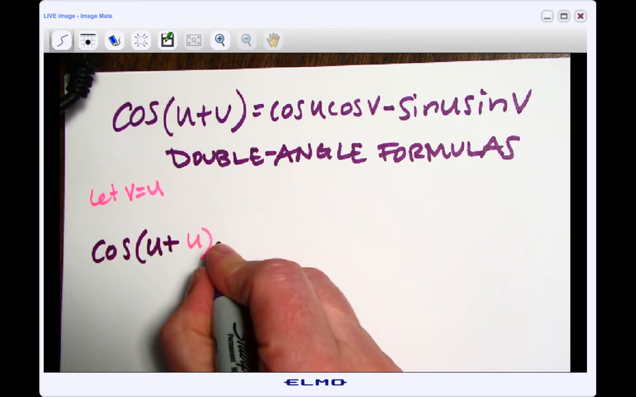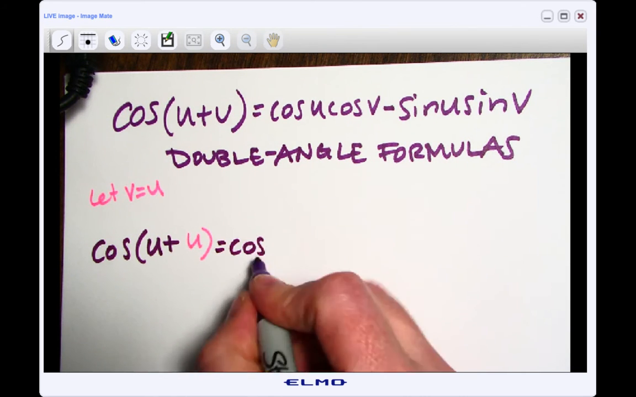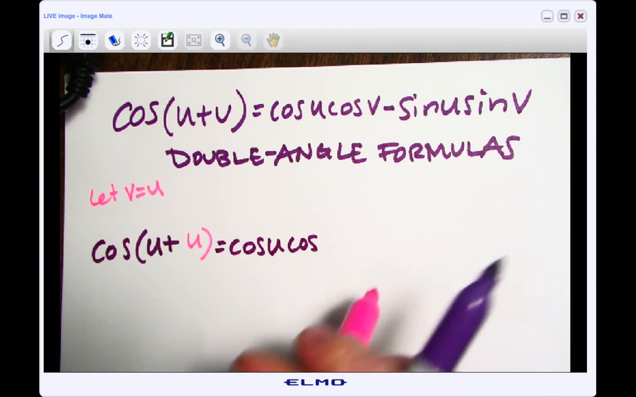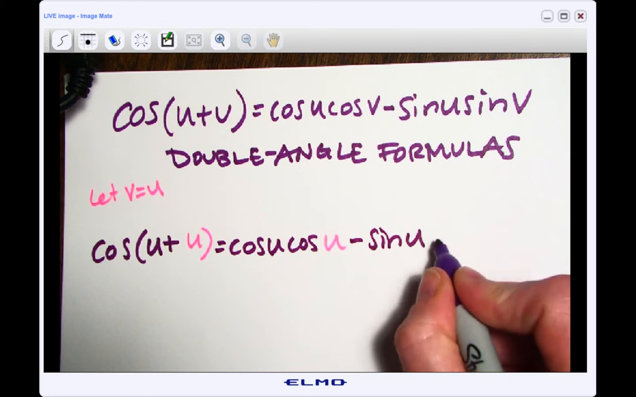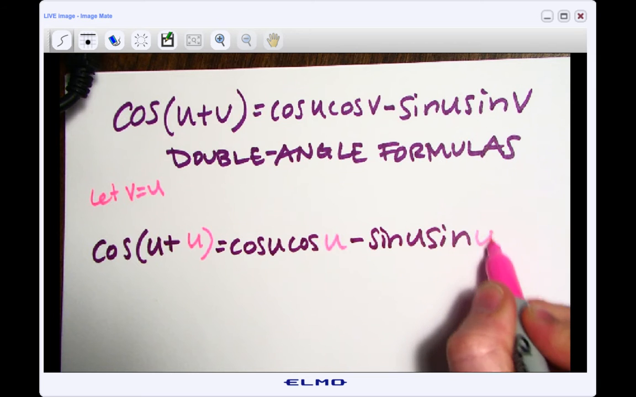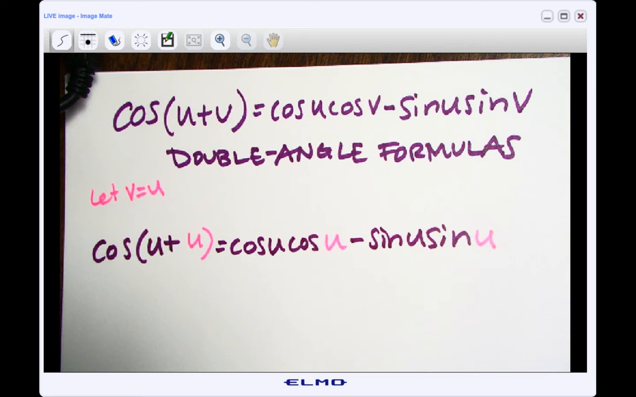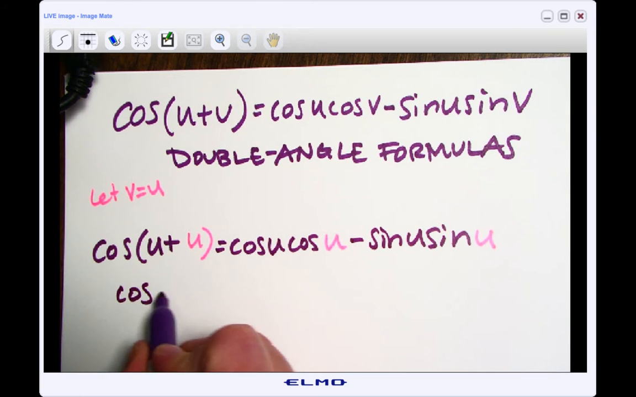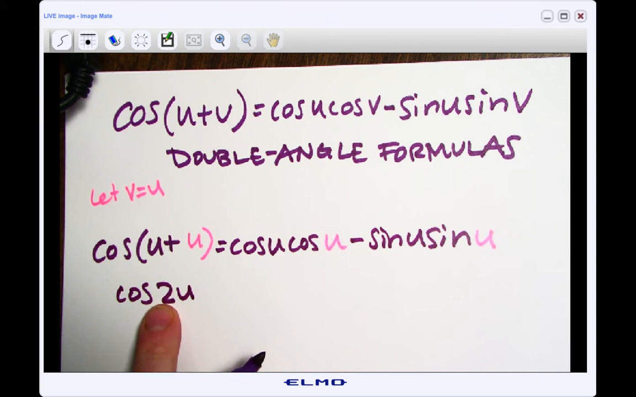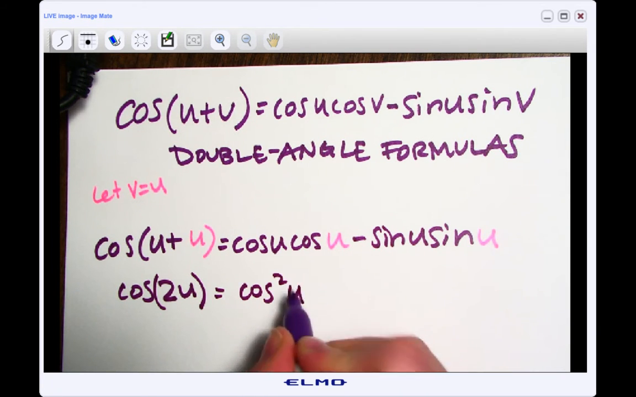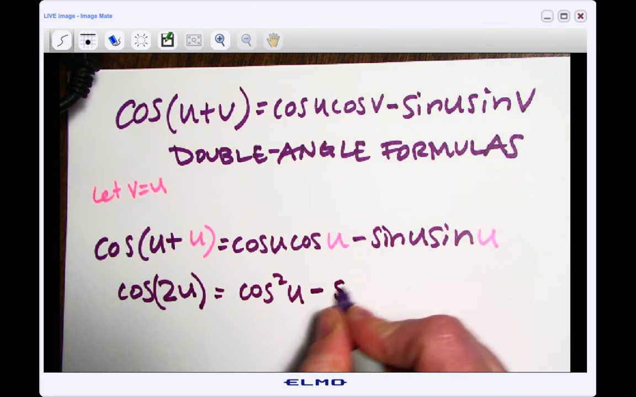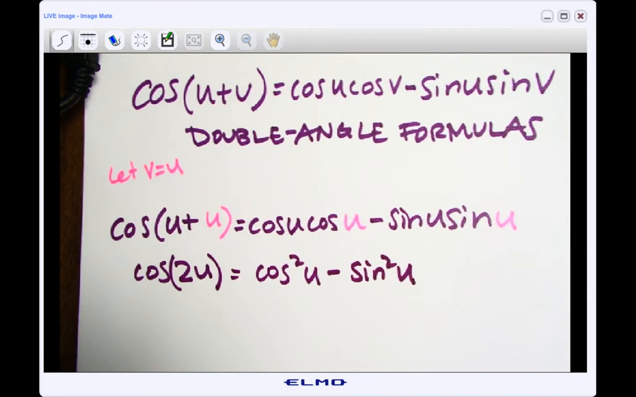So what's going to happen is this first one is cosine u, that stays the same, and this one becomes cosine u, because it's the same thing. And then sine u, sine, well, the v becomes a u. Hopefully from here you can see that this one is cosine of 2u, which is where the name double angle formula comes from. I'll put parentheses just to make sure it's clear. And now we have cosine squared u, because it's cosine u times cosine u, minus sine squared u. And this is our formula.